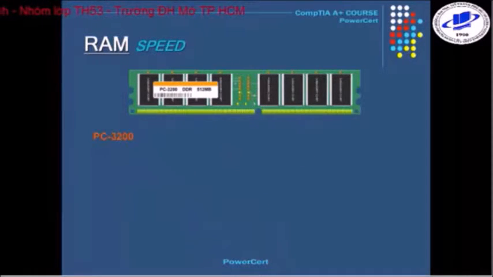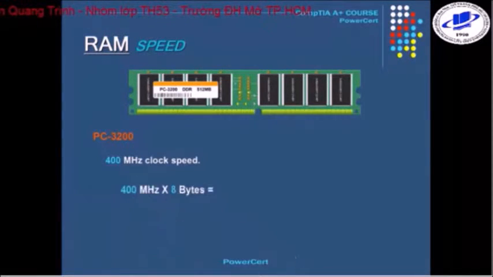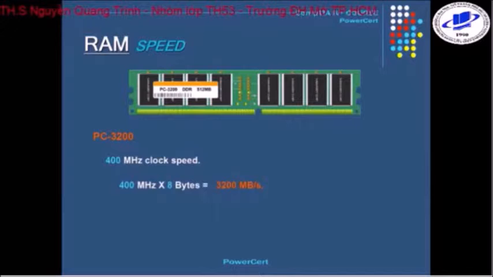Another example is PC3200. PC3200 has a clock speed of 400 megahertz. So 400 times 8 equals 3200, which is where we get the name PC3200.